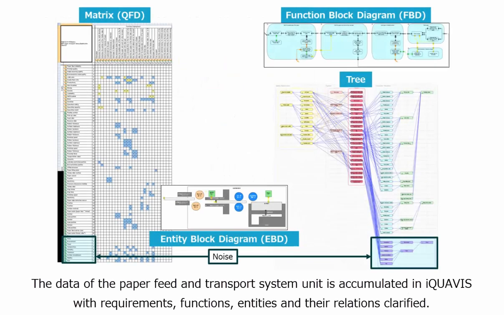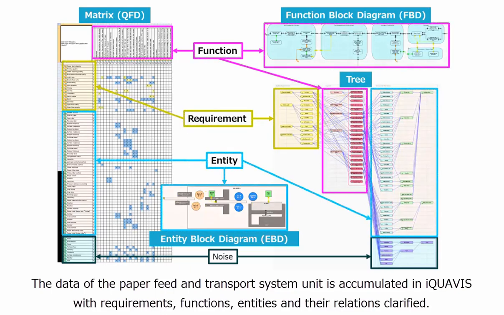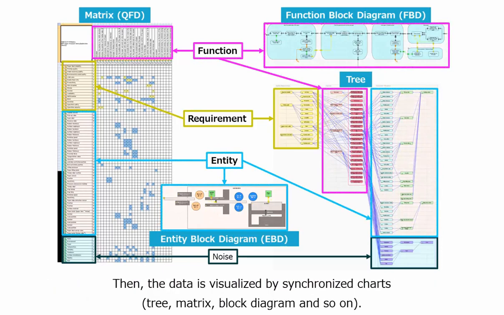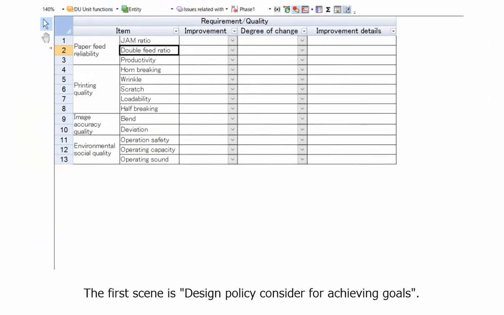The data of the paper feed and transport system unit is accumulated in iQUAVIS with requirements, functions, entities and their relations clarified. Then, the data is visualized by synchronized charts, tree, matrix, block diagram, and so on. Let's see how to use iQUAVIS for each scene. The first scene is design policy consideration for achieving goals.